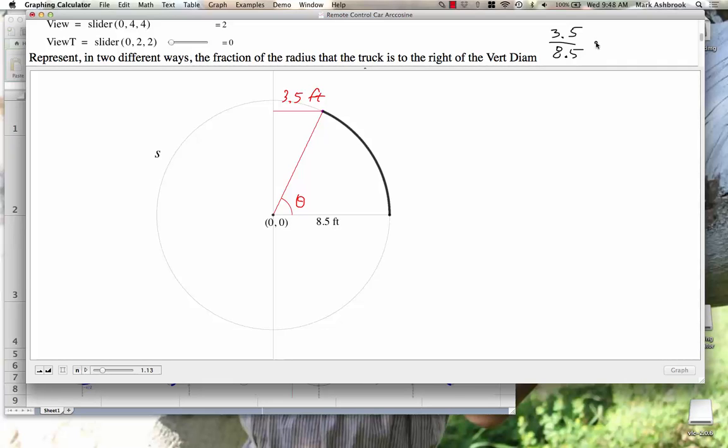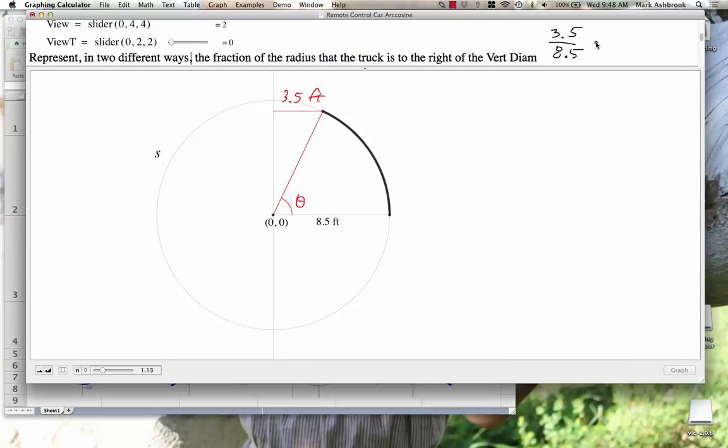Sine, cosine of 3.5 over 8.5? Cosine of 3.5 over 8.5. What's that? Cosine of theta. No, inverse cosine. Inverse cosine of theta. You've gotta know. So here's the deal: you have to know those two functions and their inputs and outputs.